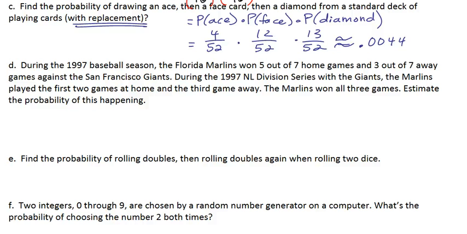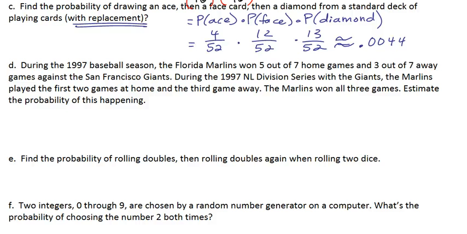Part D, during the 1997 baseball season, the Florida Marlins won 5 out of 7 home games and 3 out of 7 away games against the San Francisco Giants. And then during the 1997 NL Division Series with the Giants, the Marlins played the first 2 games at home and the third away. They won all 3 games. Our question is, what is the probability of that happening?